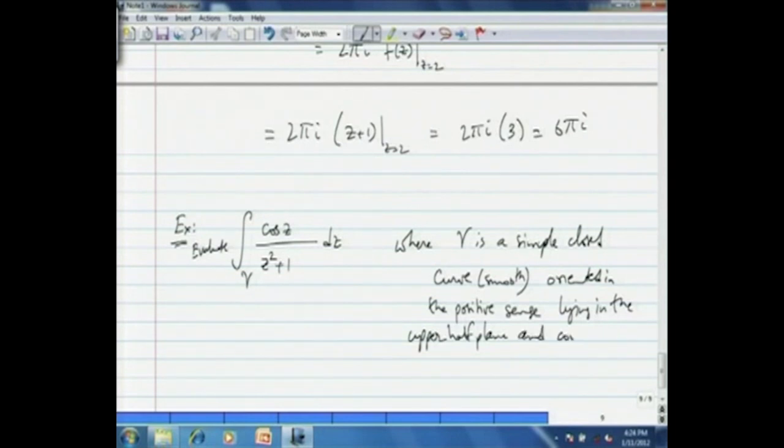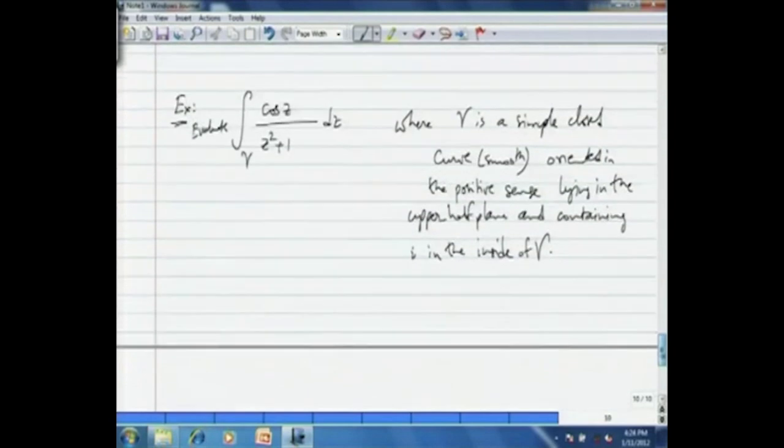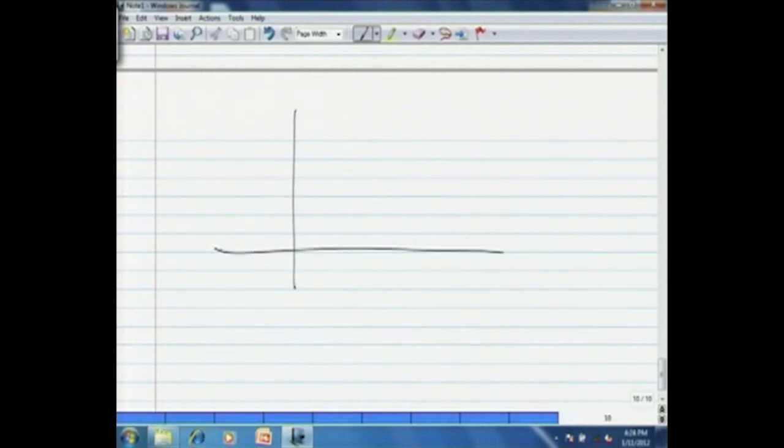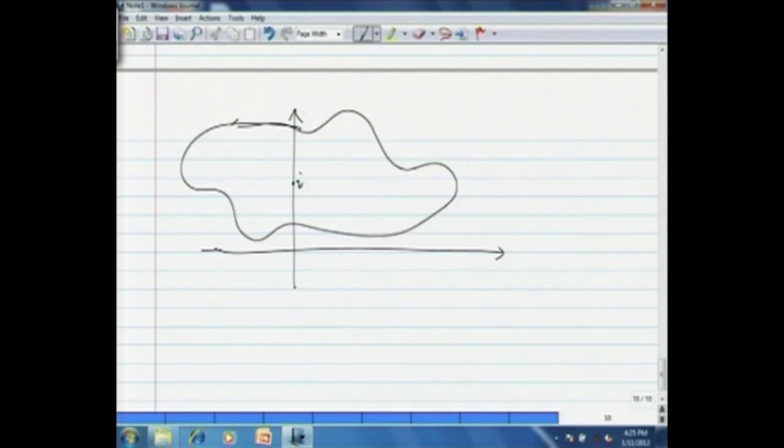And containing i in the inside of gamma. That's a vague description, but that's enough to evaluate the said integral. I could have taken a more concrete curve gamma, but this is a more general curve gamma. What this is telling you is that here is the upper half plane, for positive values of the imaginary part. And what is important is i is in the inside of the curve. So, you have a simple closed curve oriented in the positive sense, and it surrounds i is what is important.